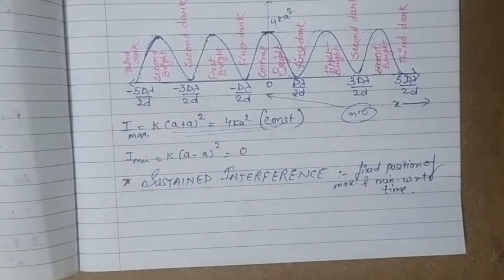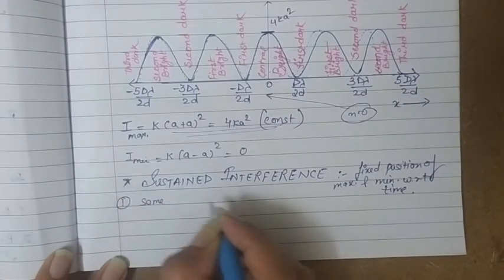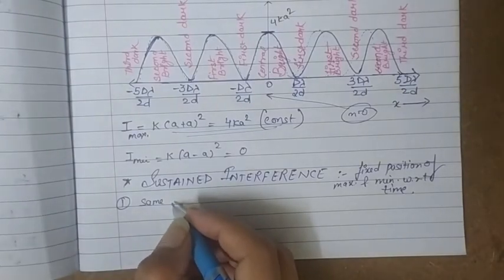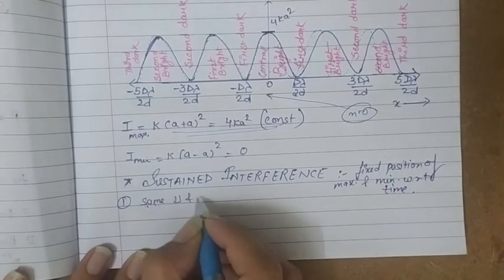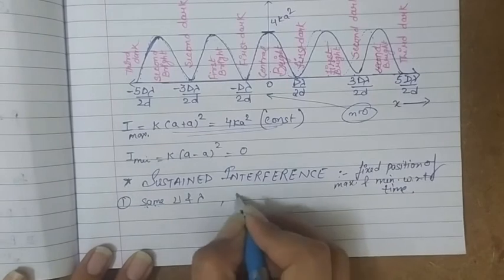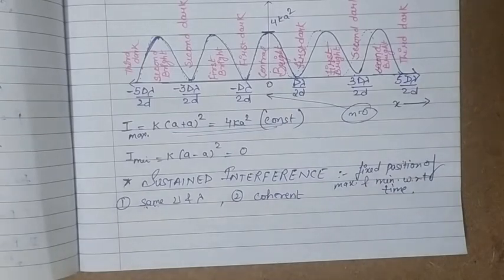Now there are certain conditions to obtain sustained interference. The first condition is that the two sources that we are using should have the same frequency and wavelength. The sources that are emitting the waves which superpose should emit waves of the same frequency and wavelength. Second, the sources should be coherent, or the waves coming from those sources should be coherent.